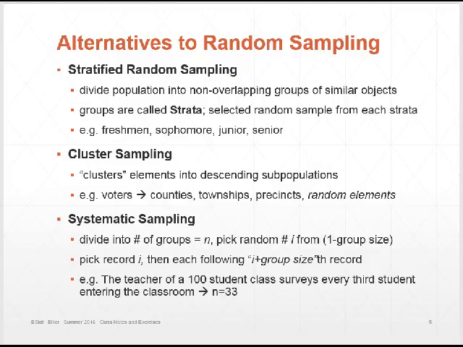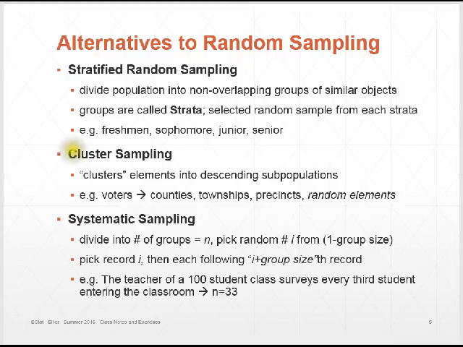Here, what we do is divide the population that we wish to sample into non-overlapping groups or classes of objects that we feel have some similarity within the groups. Each of these groups are individually called strata, and each strata then has a component of the sample randomly selected from it. An example of strata might be to form 4 classes of freshman, sophomore, junior, and senior.